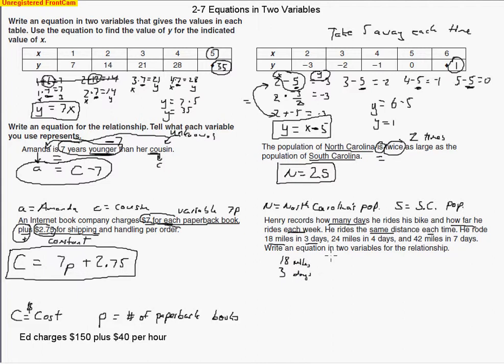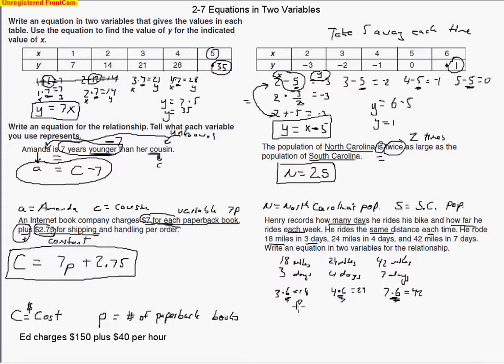And then he did 24 miles in 4 days. And then he did 42 miles in 7 days. So we need to figure out how did they go from 3 to 18, 4 to 24, 7 to 42. And so let's see if there's a rule there. Well, let's start at the 3. So 3 times 6 equals 18. Let's see if that rule maintains with all these other ones. 4 times 6 equals 24. You see how they're equaling there? 7 times 6 equals 42. So we've figured out our rule. Multiplying by 6 is the rule.